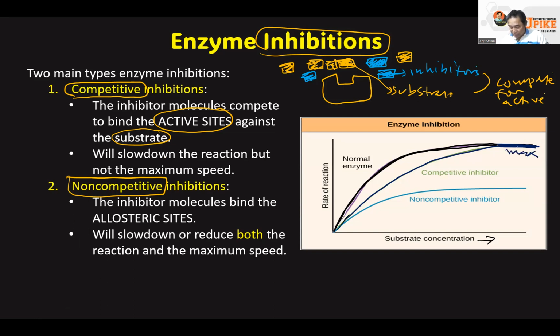So in this graph, it shows you that the competitive inhibitors will slow down the speed of reaction. However, it will not change the maximum speed. So the maximum speed finally will be reached again over here. Okay? It will be reached again, if this is the competitive inhibition. Now, how about the non-competitive inhibitors or inhibition?